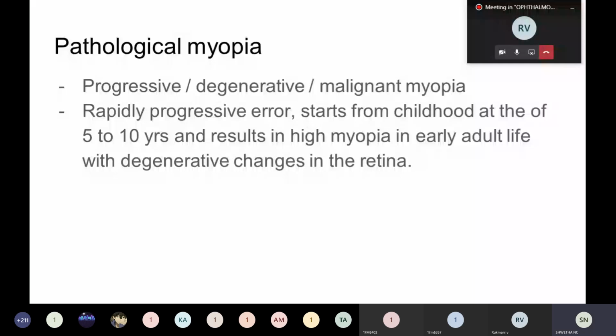Okay. So pathological myopia is otherwise called progressive myopia or malignant myopia. There are so many names, and it is a rapidly progressive error. It usually starts in childhood, at the age of 5 to 10 years, and when it starts at the age of 10 years there may be -6 diopters. When he develops into an early adult, for example at 24 years, the myopia would have increased to about 10 to 12 diopters. It is very rapidly progressing.